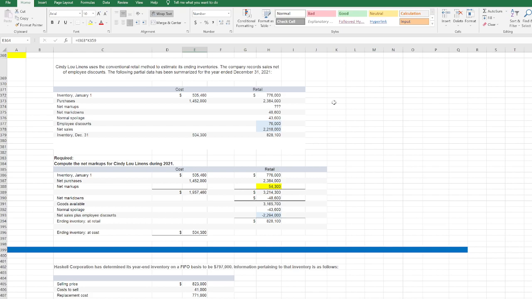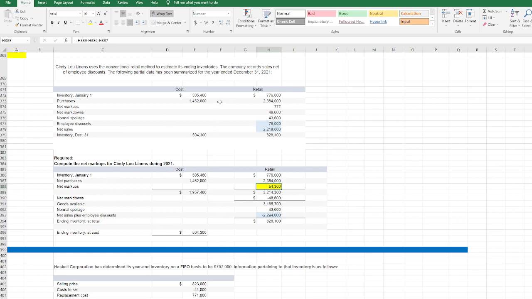Cindy Lou Linens, try to say that fast, uses the conventional retail method to estimate the ending inventories. Again, it's the same thing, but we have to work backwards now because we don't know what our net markups are. So we're going to go through the same process, and then I'm going to show you how I got to that number, because we don't know that number. So fill in what you do know.